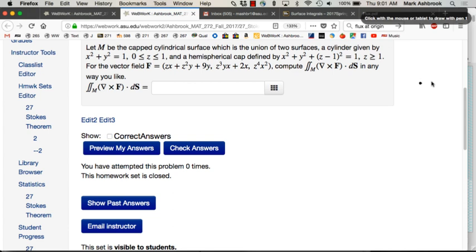So what is this? The cap cylindrical surface, union of two surfaces. The cylinder given by x squared plus y squared equals 1. And so that's a vertical cylinder with the center axis of the z-axis there. And the hemisphere, z greater than or equal to 1. So we're going to go from 0 to 1 with the cylinder, and then starting at 1, we're going to have the cap, right?